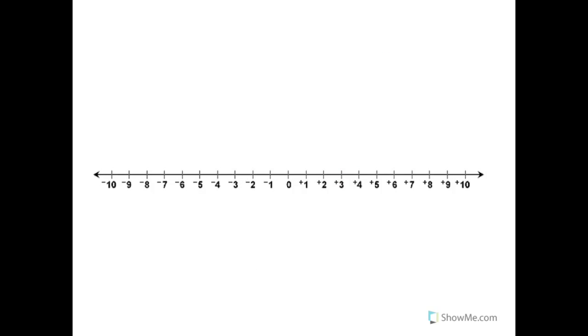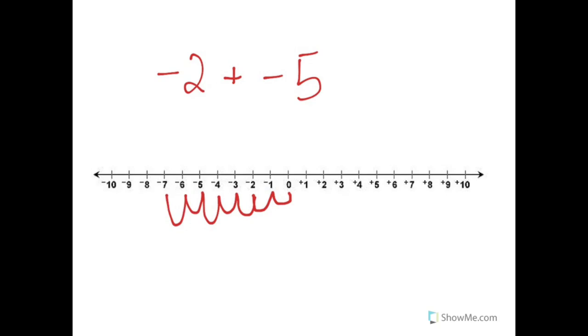What if I gave you negative 2 plus negative 5? Well, I know I'm going to start off at 0, but this time it's negative, so I'm going to go to the left. 1, 2, and then I'm adding another negative 5, so I need to go 5 more to the, you guessed it, to the left. 1, 2, 3, 4, 5. And I end up with negative 7.